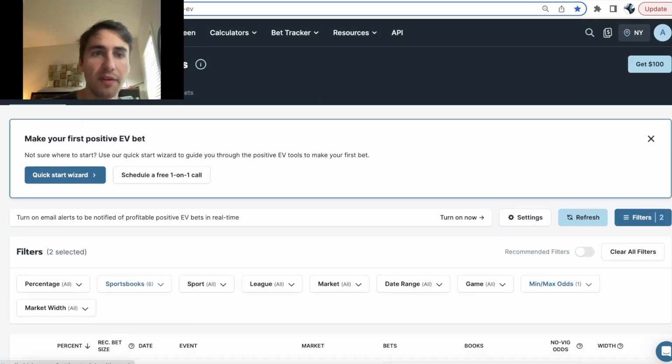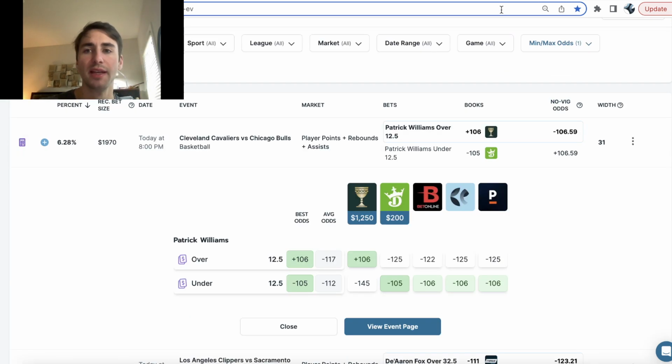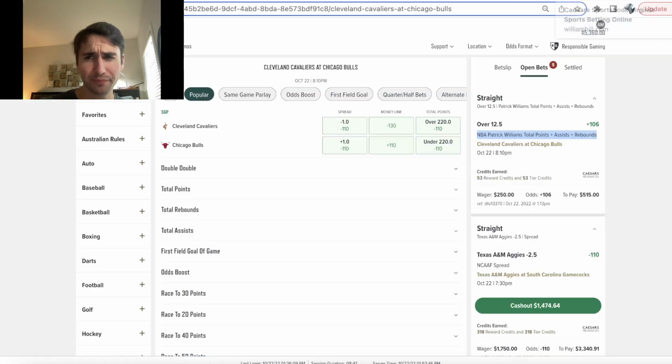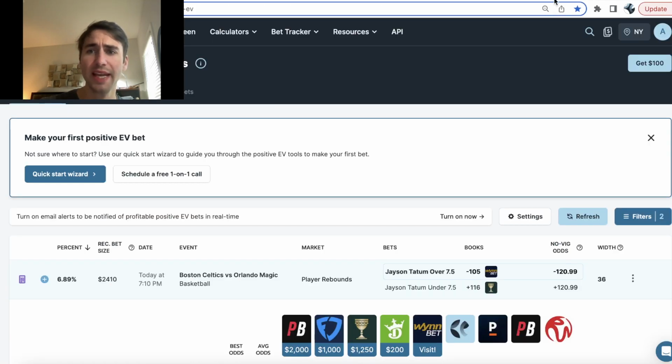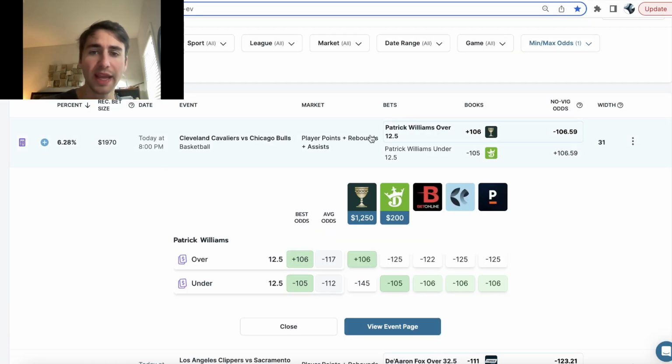So what positive EV betting is, OddsJam takes all these odds across the market and shows you the biggest line discrepancies, right? Where is the value mathematically? So what you'll see right here is Pat Williams over 12.5 PRAs is minus 125 on DraftKings and Pinnacle and minus 122 on BetOnline. So the 3 sportsbooks that are posting odds on this bet, aside from Caesars, are pricing this basically minus 125-ish. Caesars is giving you plus 106.